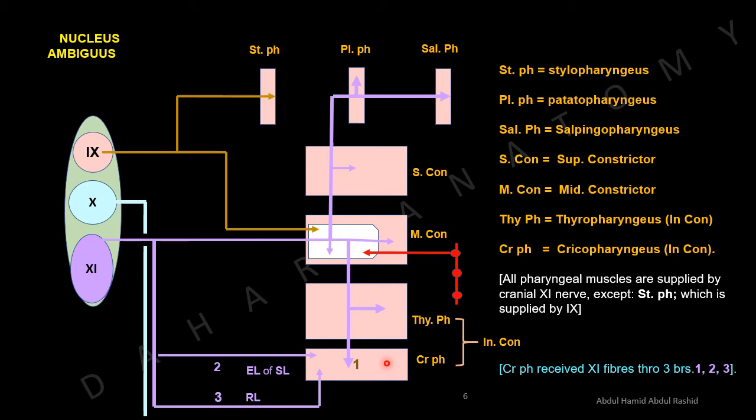In summary, all these pharyngeal muscles, both right and left sides, altogether 6 pairs, are supplied by branches from the 11th cranial nerve, cranial accessory, except stylopharyngeus, which is supplied by the 9th cranial nerve, because this one developed from the 3rd pharyngeal arch and is thus supplied by the nerve of the 3rd pharyngeal arch, that is the glossopharyngeal, 9th cranial nerve.